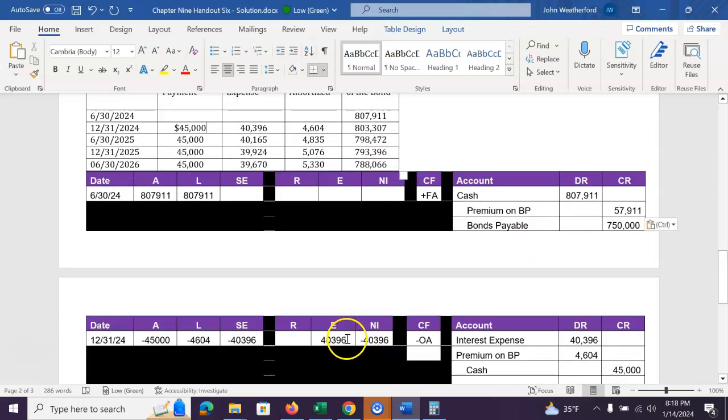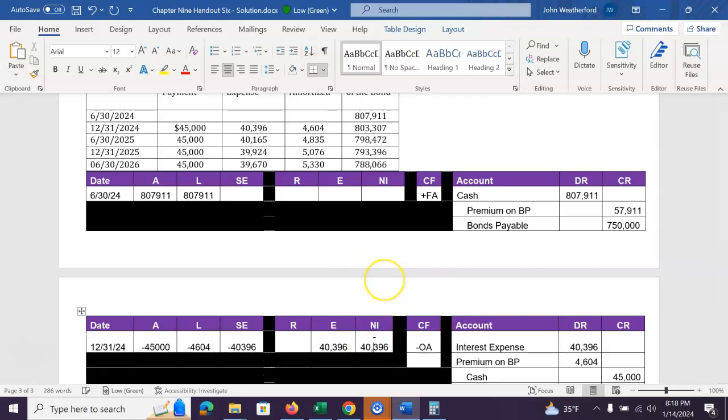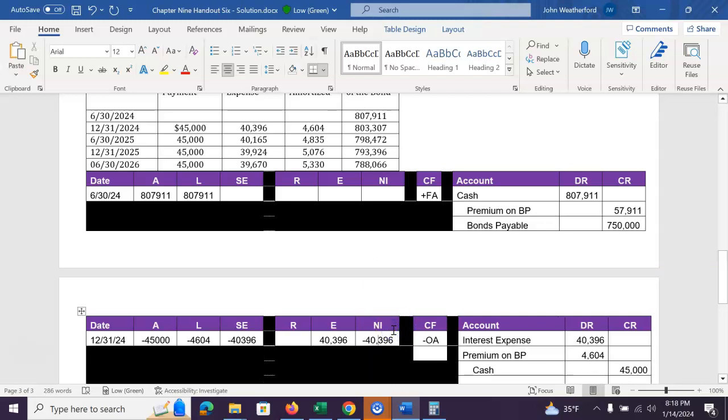Now in this case, interest expense increased expenses by $40,396, causing net income to decrease by $40,396. Which in turn would cause stockholders' equity through retained earnings to decrease by $40,396. And then assets decreased by $45,000. And when we amortize the premium, that's going to decrease our liability bonds payable by the amount of amortization of the premium.